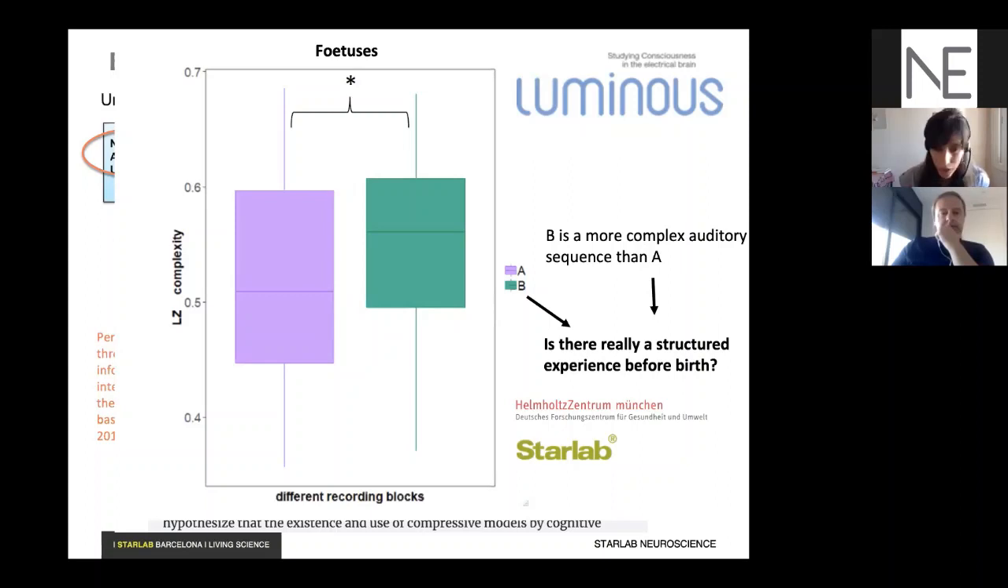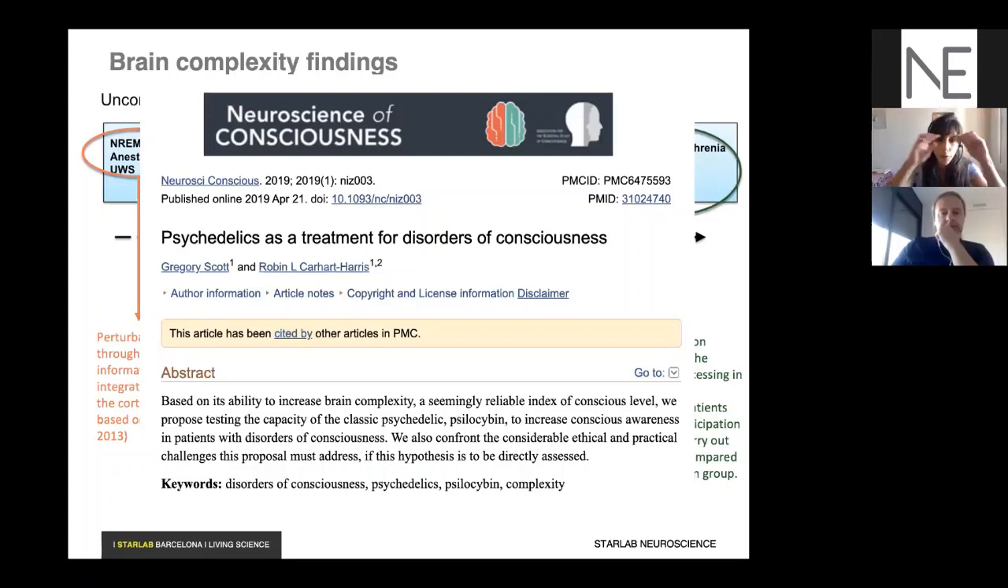Another thing that I wanted to mention, which I found of great interest, is that the same people who created the psychedelic study in 2017 saw that complexity may be related to consciousness, and they found higher complexity for the psychedelic group compared to a placebo control. So they asked, how about trying to apply psychedelics as a treatment for disorders of consciousness? This has not yet been carried out, but it's a proposition that was published in 2019.